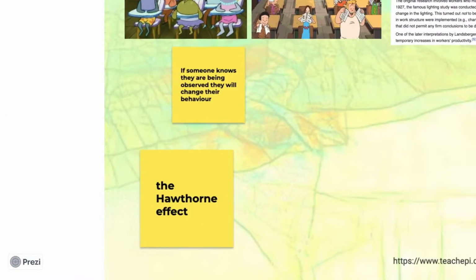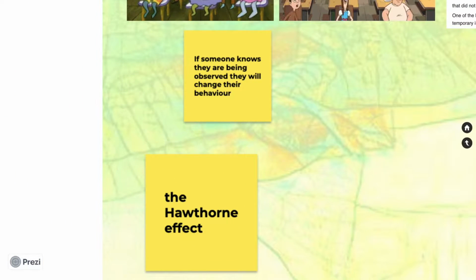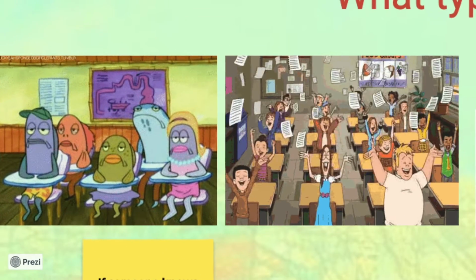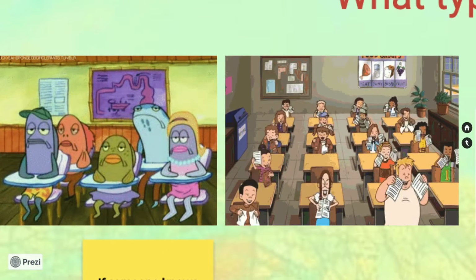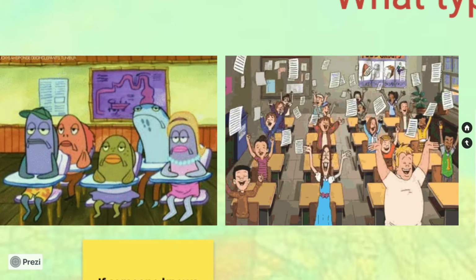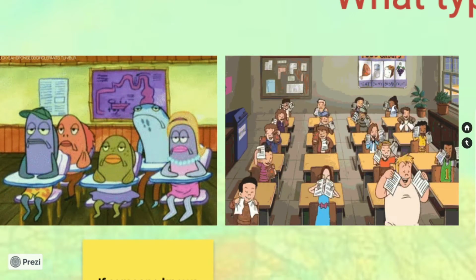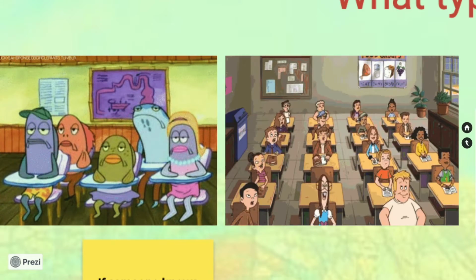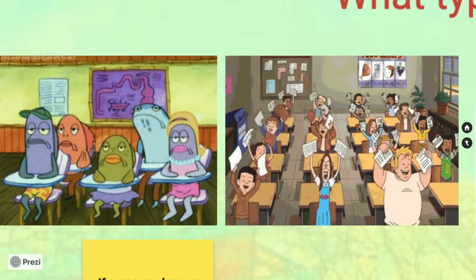The first one here is a historical one from early in the 20th century, known as the Hawthorne effect. And it boils down to, if someone knows they're being observed, they change their behaviour. So you can look at the example there. If there's a teacher in the class, most of the time the students will be doing what they are on the left. As soon as that teacher leaves the room, they're probably doing what's on the right.